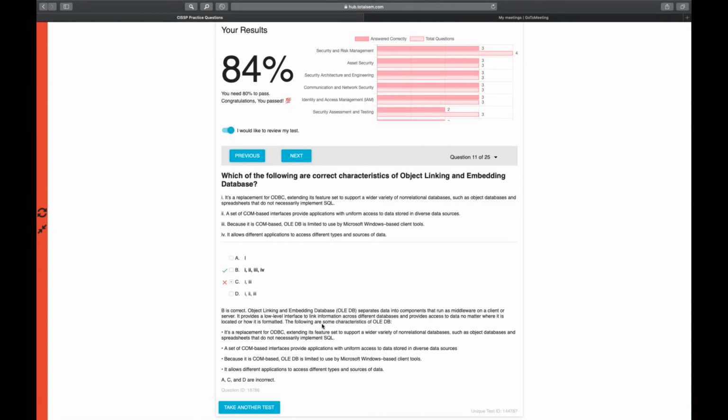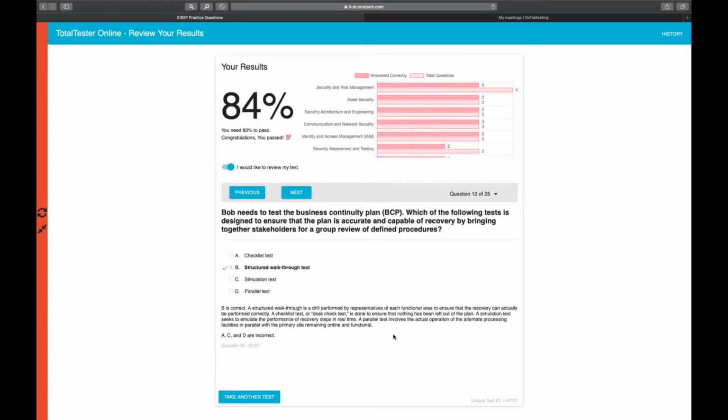So 1, 2, 3, and 4 are characteristics. Wow. All of them. Interesting. My words exactly. Structured walkthrough, when you get folks together.